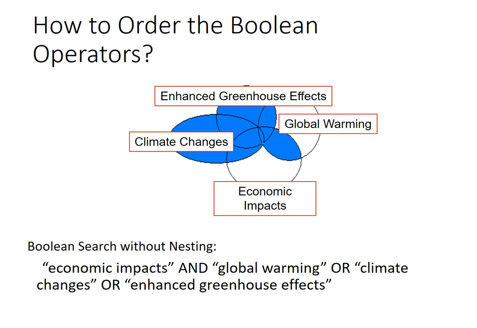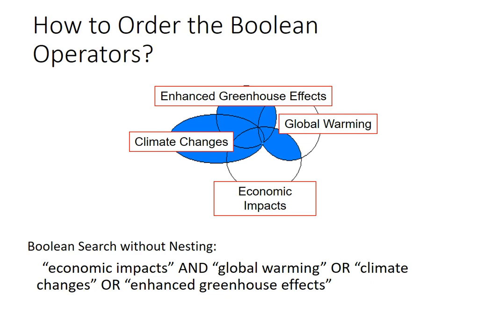It looks for all of the documents that have both economic impacts and global warming, reading the research query from left to right just as we read. Then it's going to add documents that have climate changes or enhanced greenhouse effects. This is not what we want in our search query.